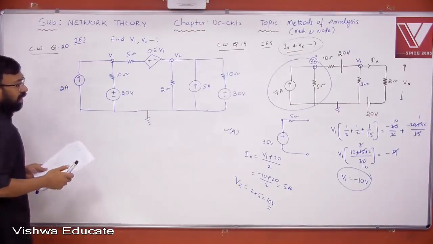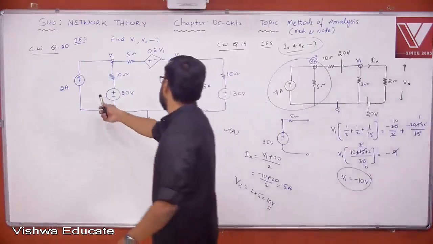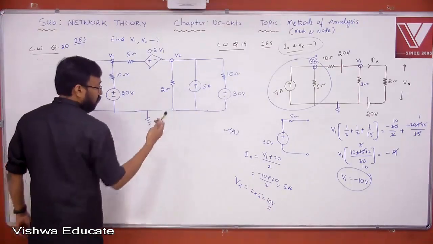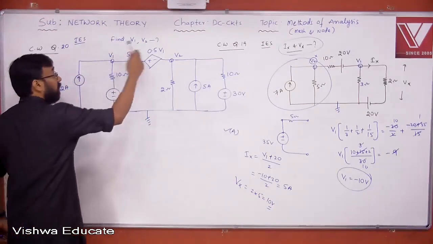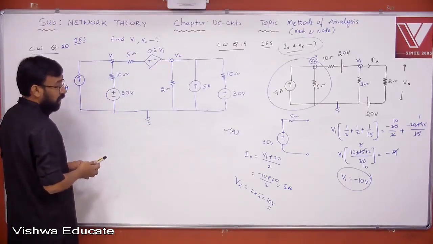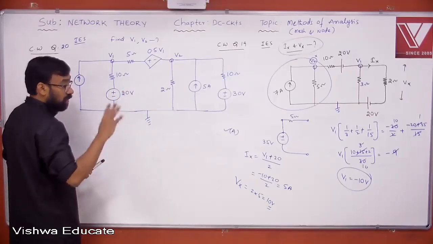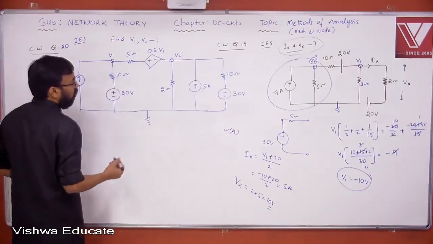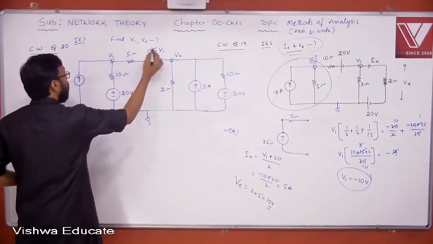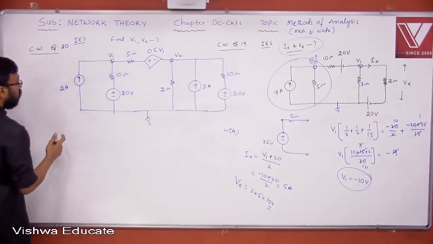So, apply node analysis directly. There is no other option. If you go for mesh analysis, 1, 2, 3, 4, that is 4 minus 2, 2 equations, plus V1 is a dependent variable, another equation. So 2 plus 1, 3 equations. If you go for node analysis, that is V1, V2. But because the dependent variable and node variable are the same, you don't need any extra equation. So let's go for that.